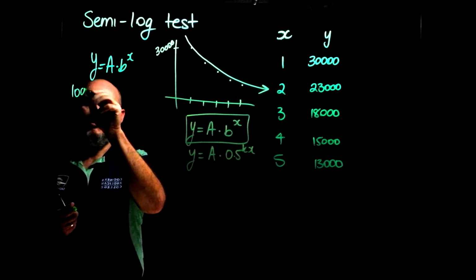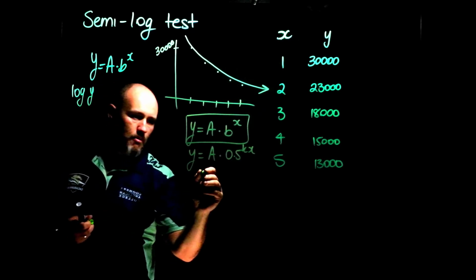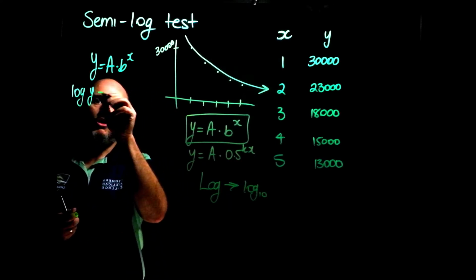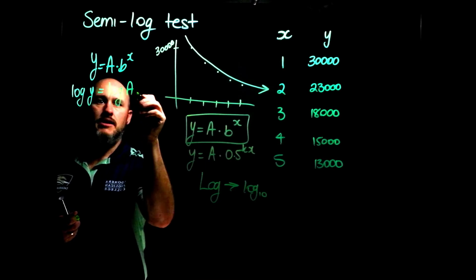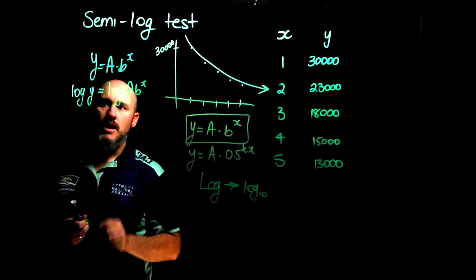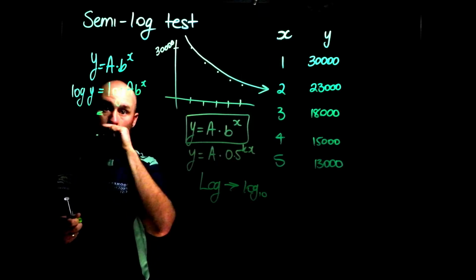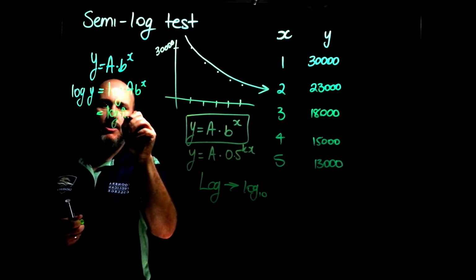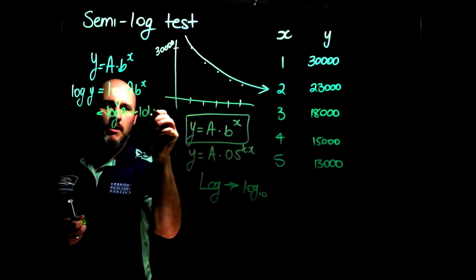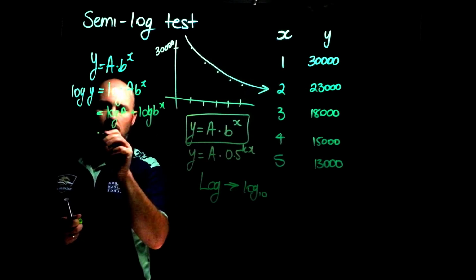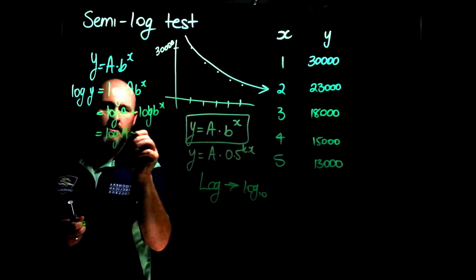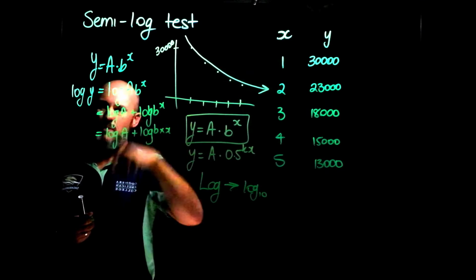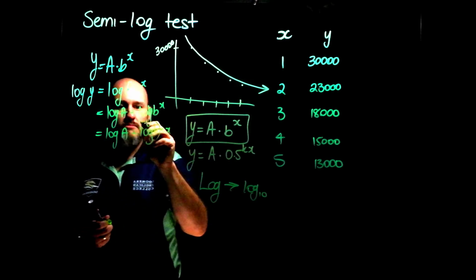So I'm just going to do log of y, and when we do log, remember that log means log base 10. So log of y equals log of a b to the power of x. Now this log of y I'm going to leave the same, but I'm just going to work on this. Log of a b to the power of x can be split up using our log laws to be log of a plus log of b to the power of x, and then the x can be brought down, so we've got log of a plus log of b times x. So the power can come outside the log, so we've got it as a multiplier there.